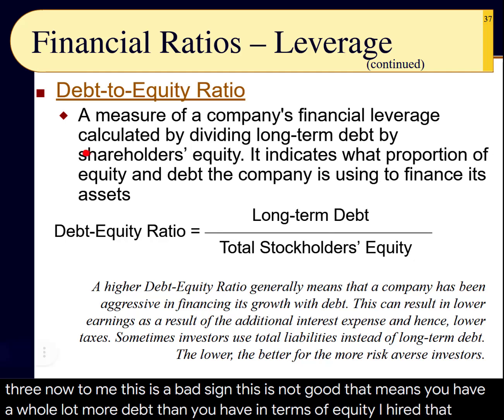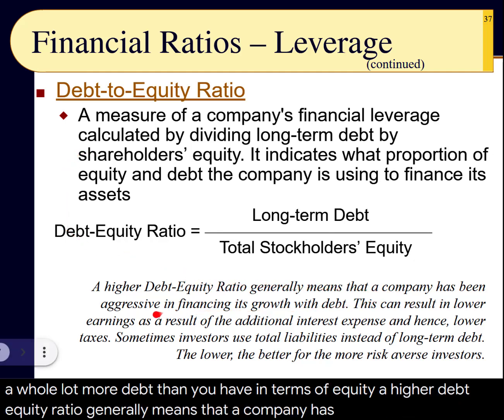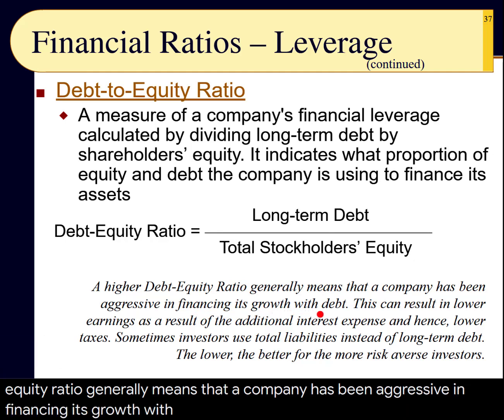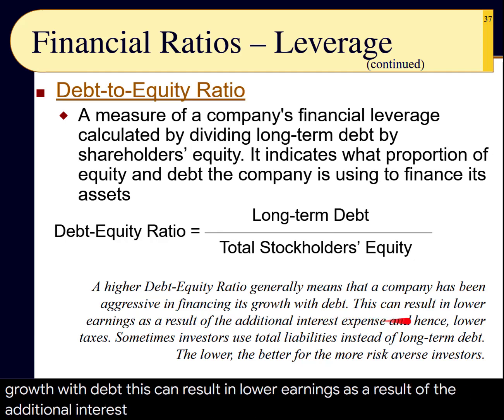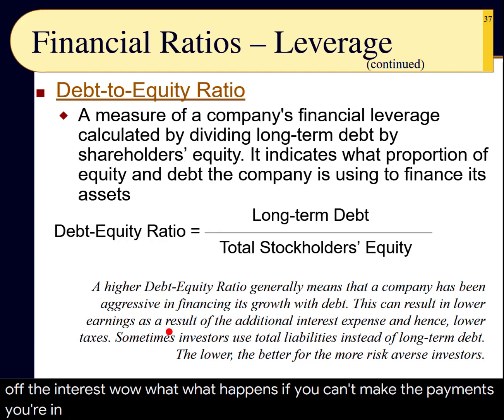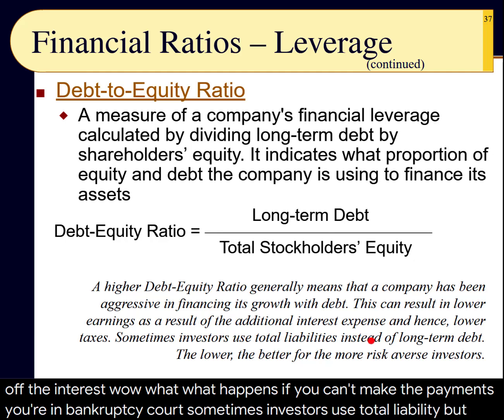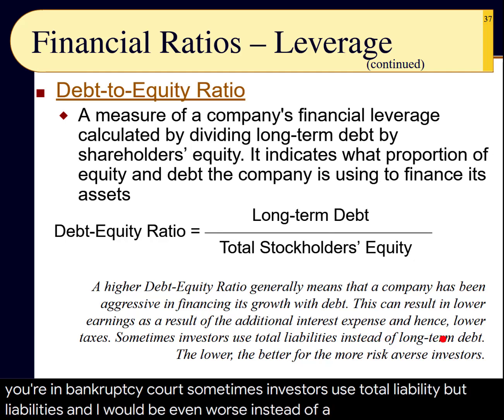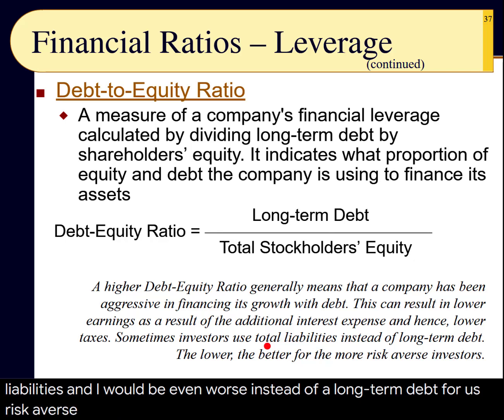A higher debt-to-equity ratio generally means that a company has been aggressive in financing its growth with debt. This can result in lower earnings as a result of the additional interest expense and hence lower taxes. Sure, you get to write off the interest, but what happens if you can't make the payments? You're in bankruptcy court. Sometimes investors use total liabilities, and that would be even worse, instead of long-term debt. For us risk-averse investors, the lower the better.